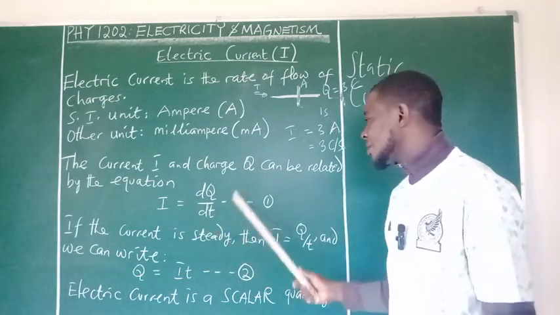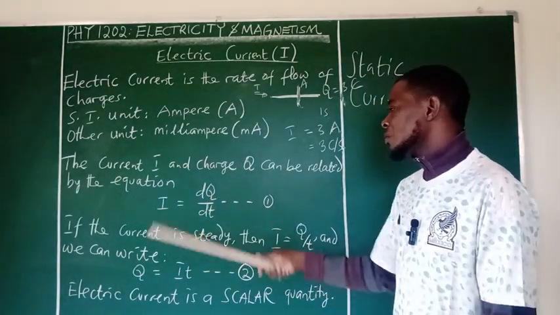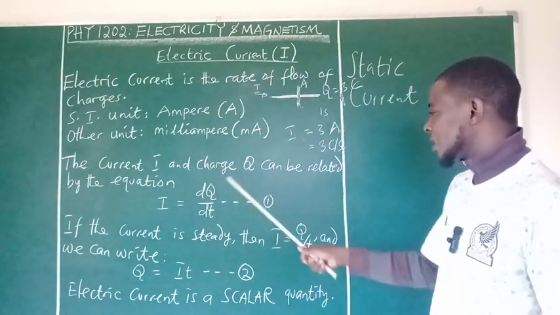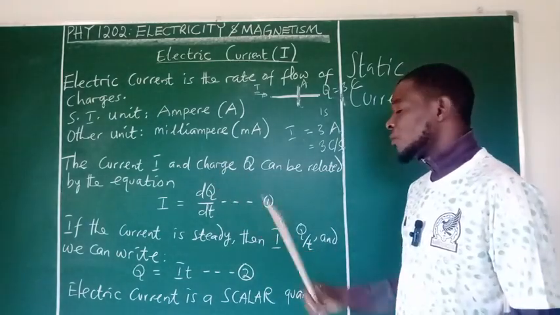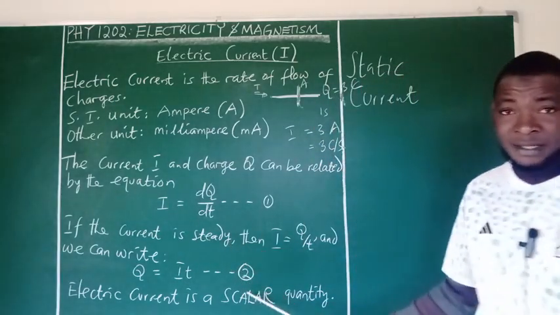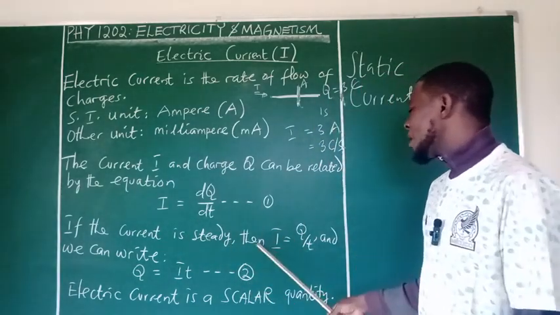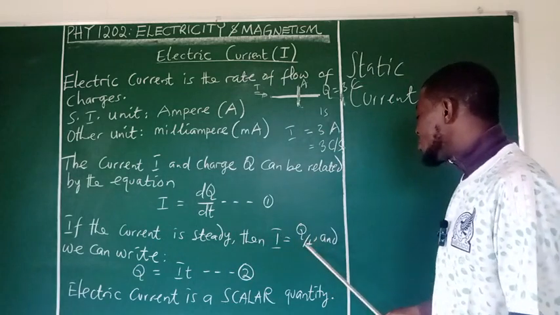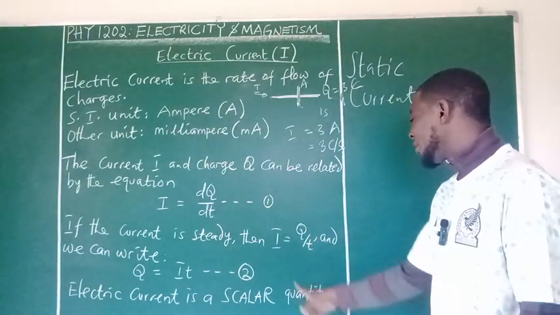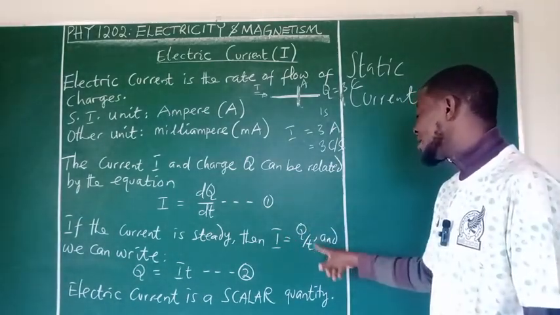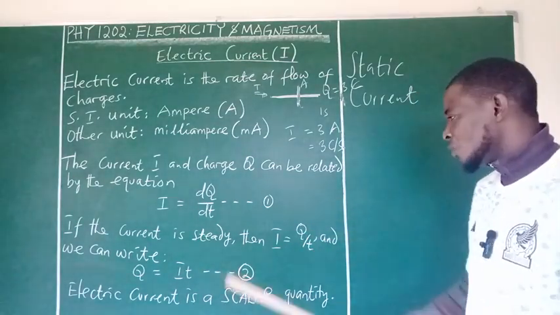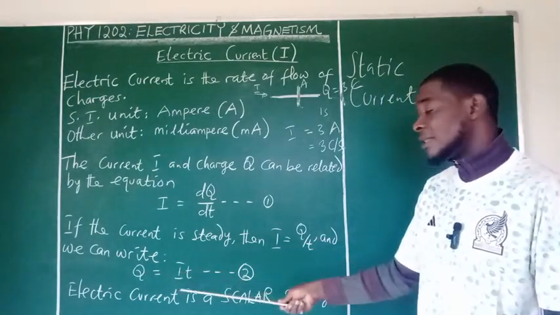So I can use this formula to get the current at any given time, provided I know the expression for Q in terms of T. Now, if the current is steady, is constant, I can simply say my I is equal to Q upon T, and from here I can make Q the subject of the formula. I only have to multiply I and T to get the quantity of charge flowing through a conductor. So we can write Q equals IT.